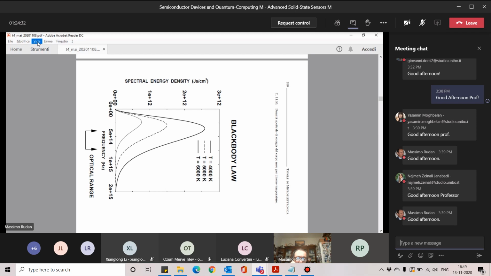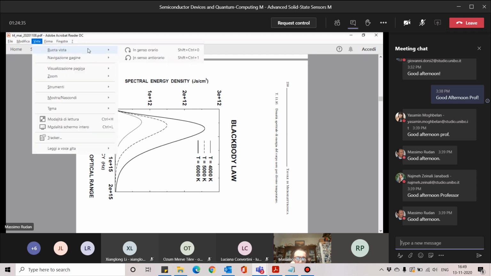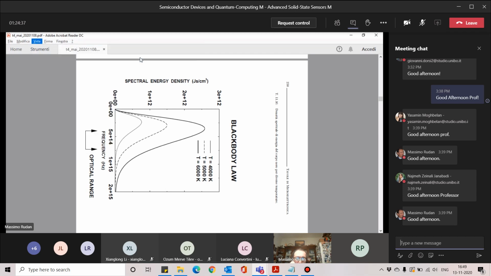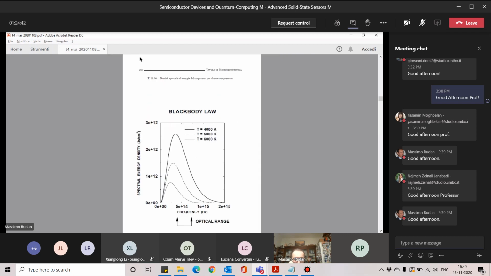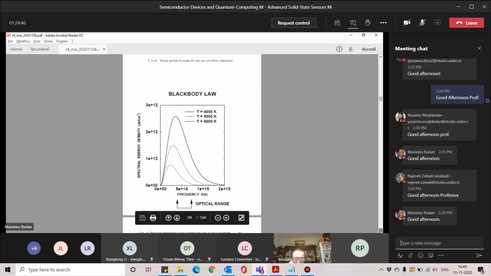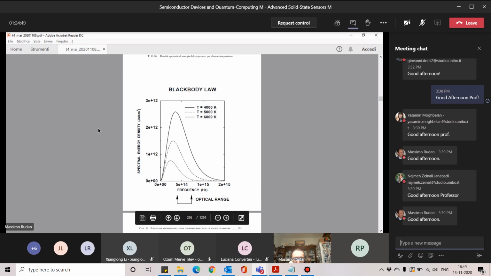What do we get from the experiments? From the experiments, we get this behavior. So these curves show the spectral energy density that is measured in joule per second per cubic centimeter.